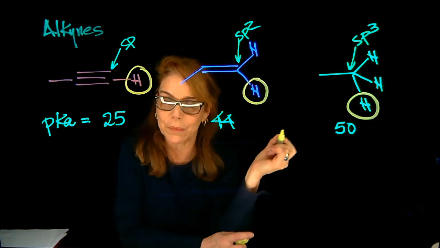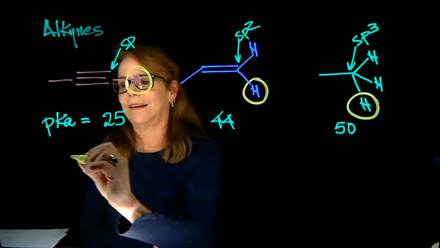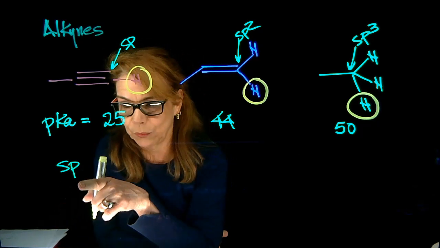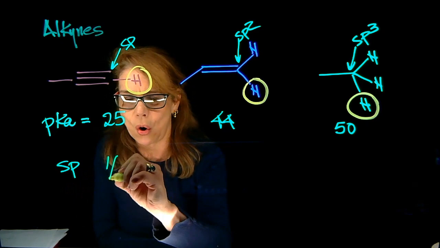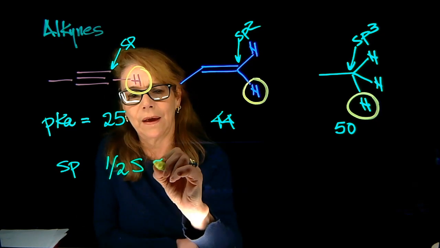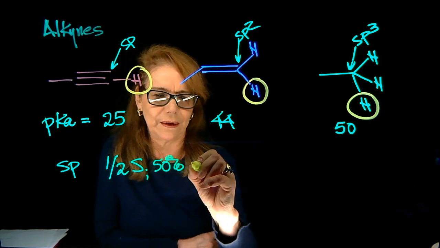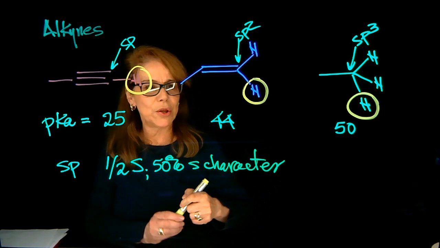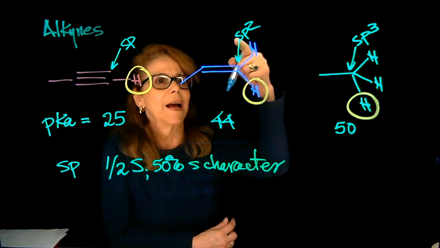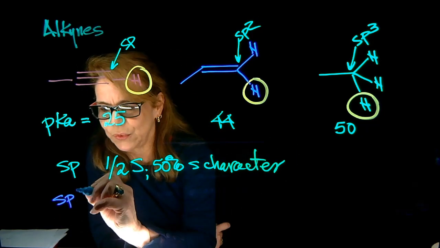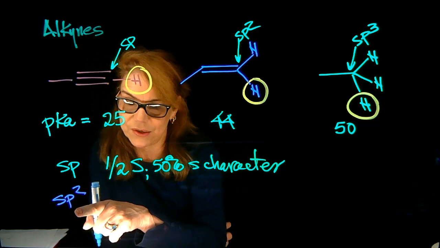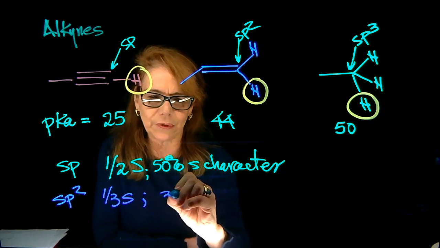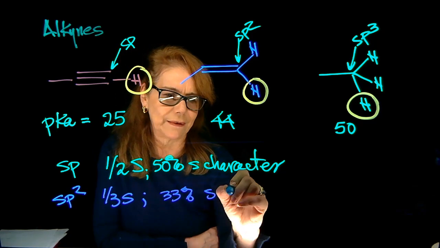And remember when you create sp orbitals, you're mixing one s type orbital with one p. So 1 out of 2 is s, so we say it's 50% s character. And when you make sp2 hybrids, you're mixing one s and 2 p, so 1 out of 3 is an s-type orbital. So about 33% s character.